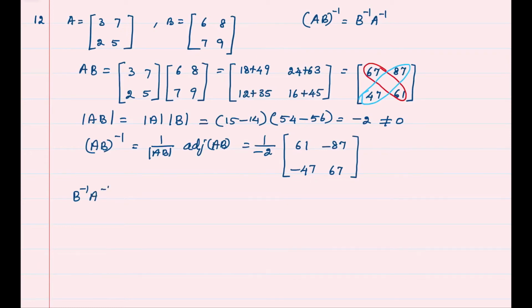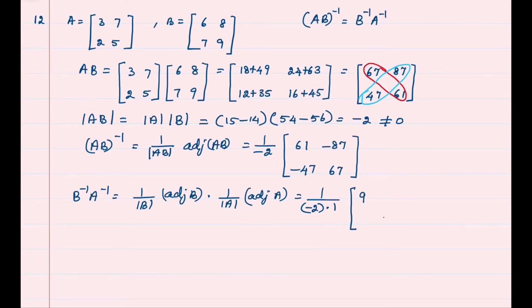B inverse times A inverse, which is 1 by determinant of B into adjoint of B into 1 by determinant of A into adjoint of A. Determinant of B is minus 2 and determinant of A is 1. We will write the adjoint of B, interchanging the main diagonal elements and changing the sign of the other elements. Now adjoint of A, interchanging the main diagonal elements and changing the sign of the other elements.